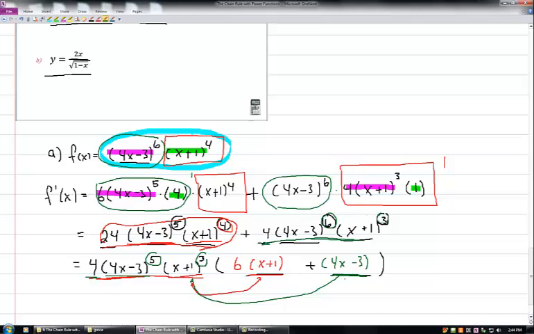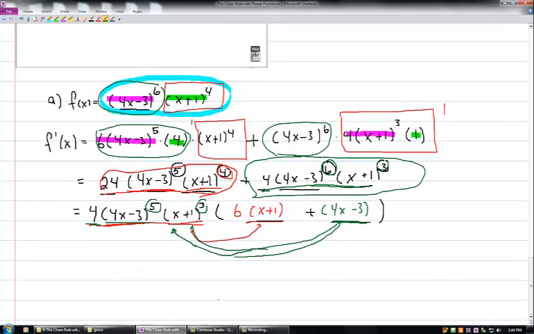Okay, so if you notice, this right here, times that thing, will give us this thing right here. All right, so I'm almost done. The last step is to simplify on the parentheses inside here.